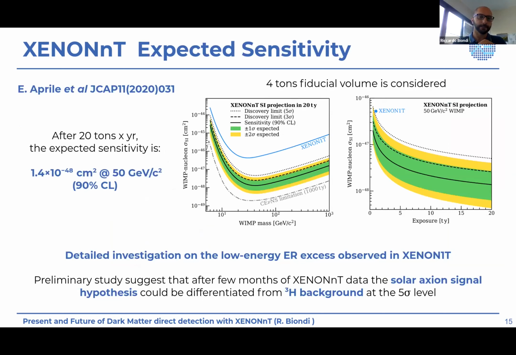This is the expected sensitivity for the XENONnT experiment. If we assume 4 tons of fiducial volume and an exposure of 20 tons per year, we could reach 1.4 times 10 to the minus 48 centimeter squared at 50 GeV. And of course, now that we have this low ER excess, this is one of the things that we want to address as soon as possible.